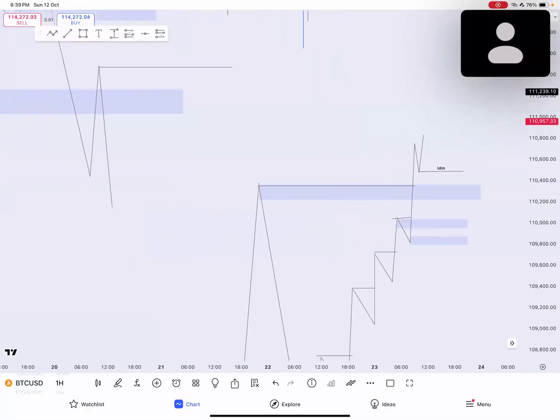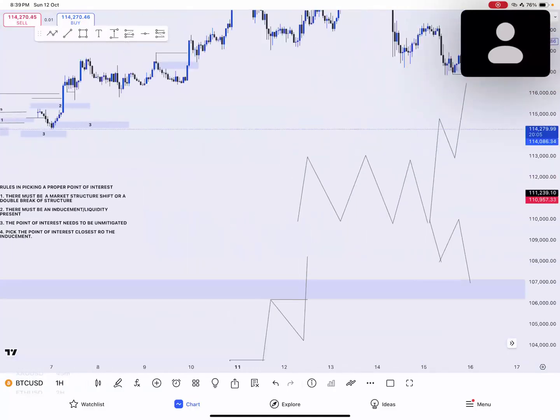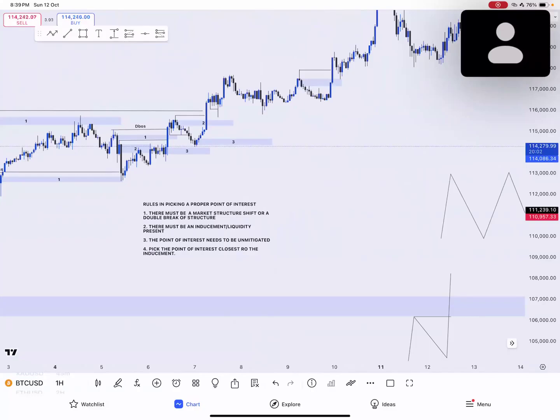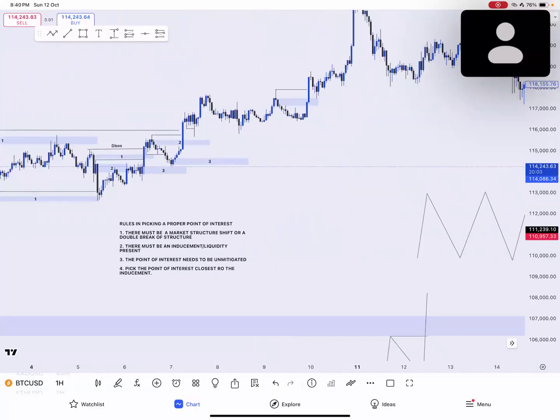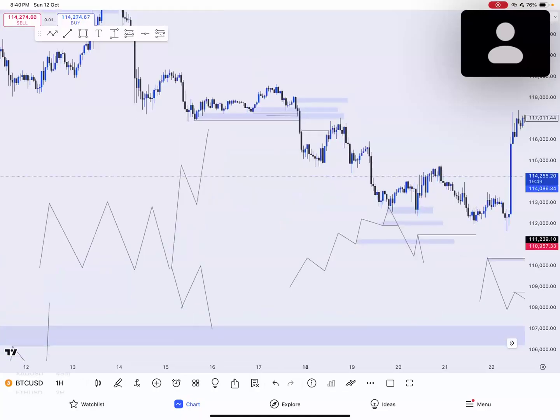That is the second rule. Now, the third rule says the point of interest needs to be unmitigated. Now, what is mitigation? Mitigation means price coming to tap into a point of interest after a market structure shift or a double point break of structure.